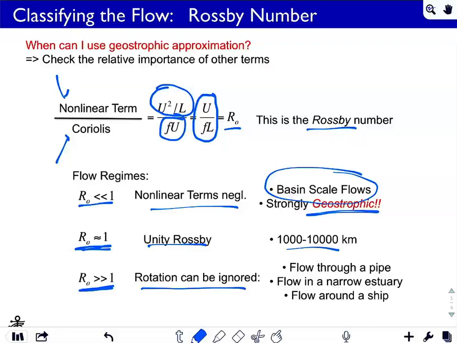So this is really where we are oceanography-wise, these two here, and it really depends what you're studying. If you're studying ocean basins, you can ignore advection for the most part. If you're studying Buzzards Bay or Clark's Cove, you cannot. You have to keep both terms in there.